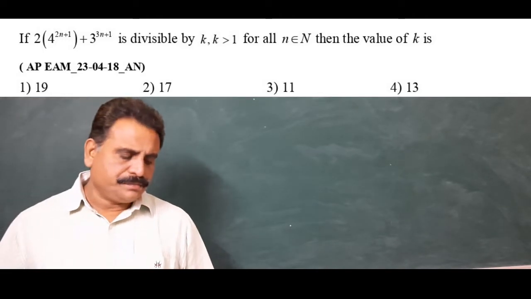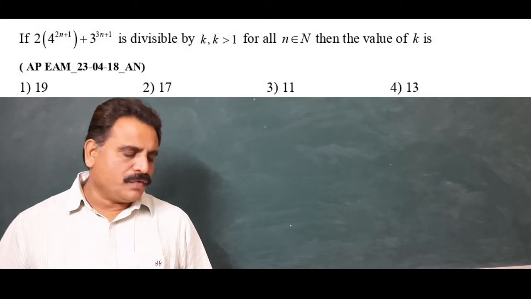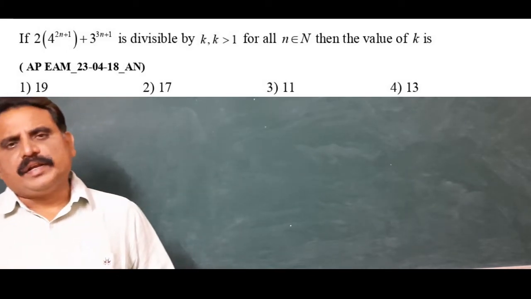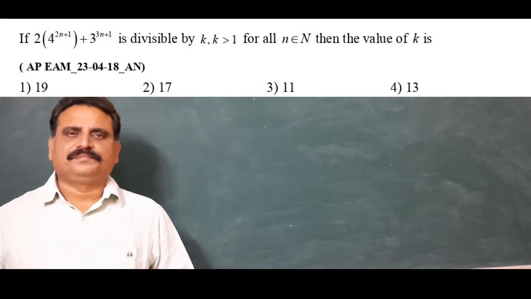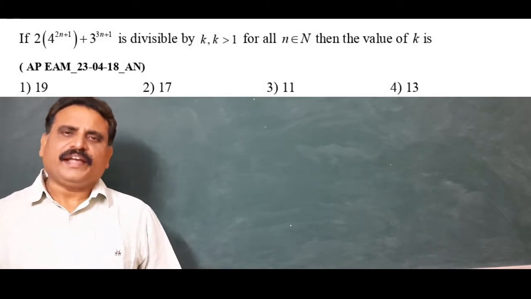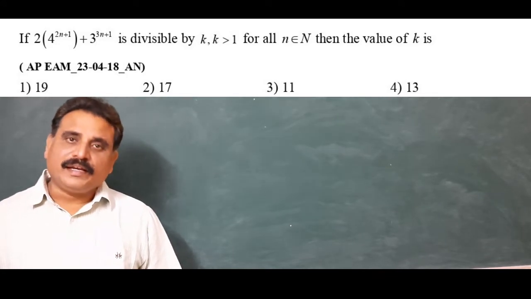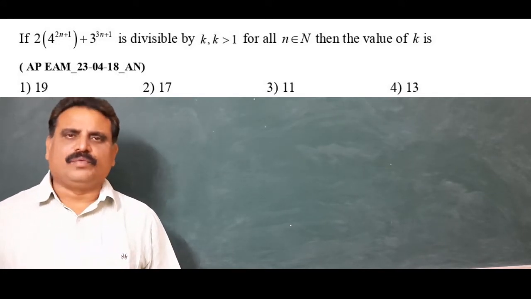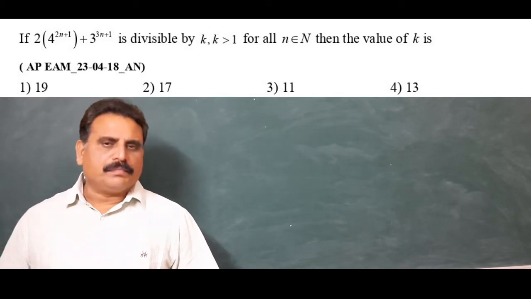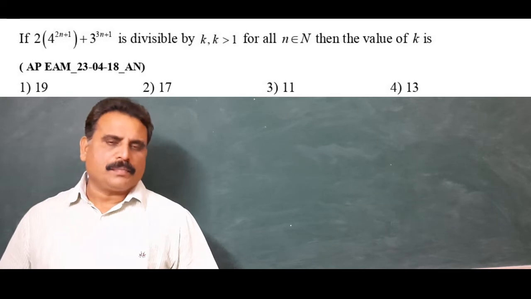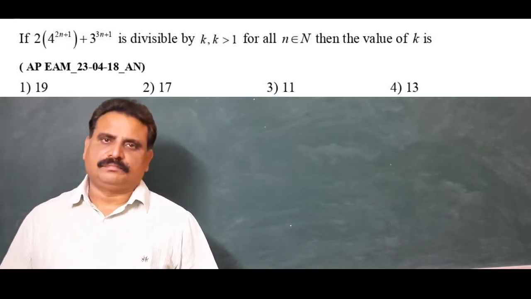Next question. 2 into 4 power 2n plus 1 plus 3 power 3n plus 1 is divisible by k, k greater than 1, for all n belongs to N. Then the value of k is asked. Here n belongs to N. But we take n as 0. Actually, we should not take n equal to 0, but we take it. We substitute n equal to 0, that becomes 2 into 4 is 8 plus 3 is 11, divisible by 11.